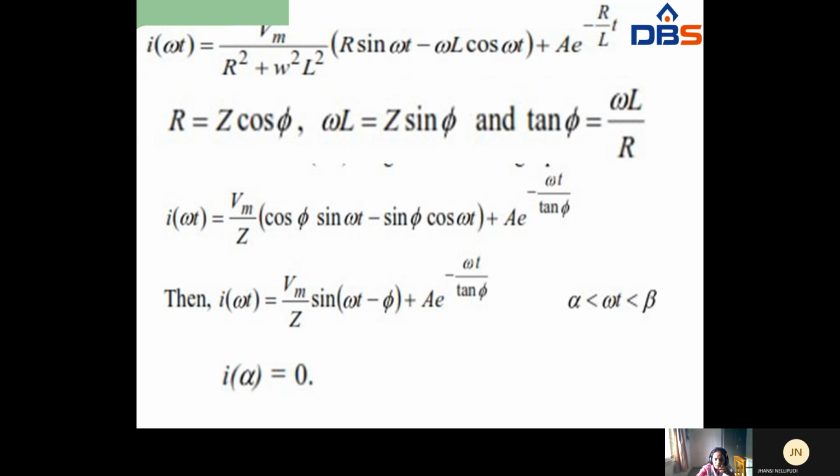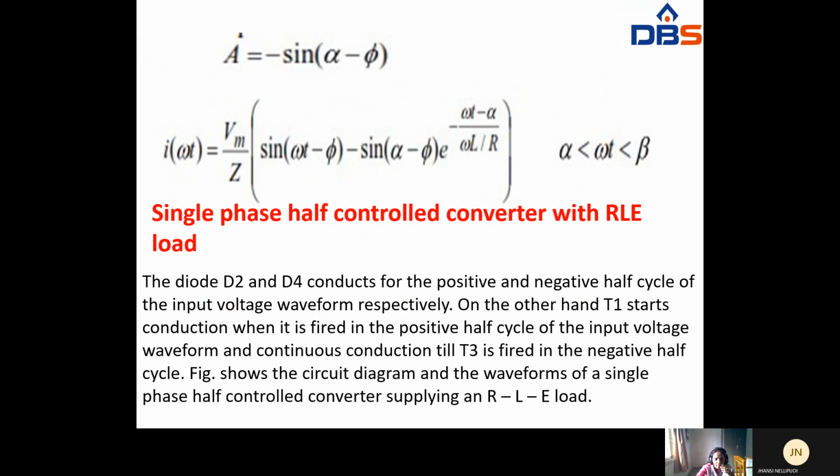Okay. Here at omega t equal to alpha, i equals 0. Then here A equals minus sin of (alpha minus phi). So then i of omega t equals Vm by Z sin (omega t minus phi) minus sin (alpha minus phi) into e power of minus (omega t minus alpha) by tan phi, that is omega L by R, with the limits alpha less than omega t less than beta.